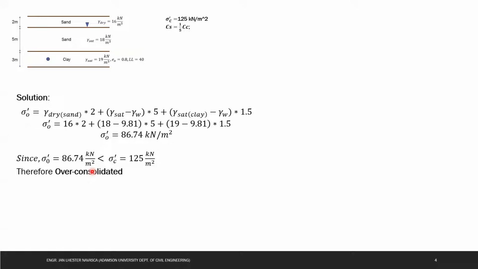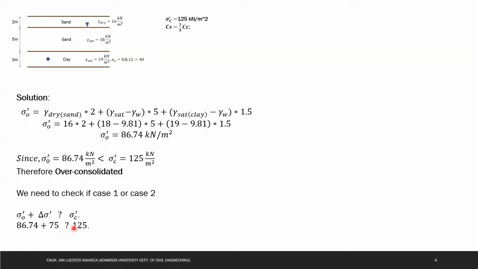For the case of over-consolidated, there are two conditions. We need to check the two cases. Condition one is if the sum of the effective stress and the induced pressure is compared to the pre-consolidation pressure. So we need to solve for that. For the effective stress, we have 86.74 plus the induced pressure at the ground surface of 75 kilonewton per square meter. Okay, and the pre-consolidation pressure of 125.